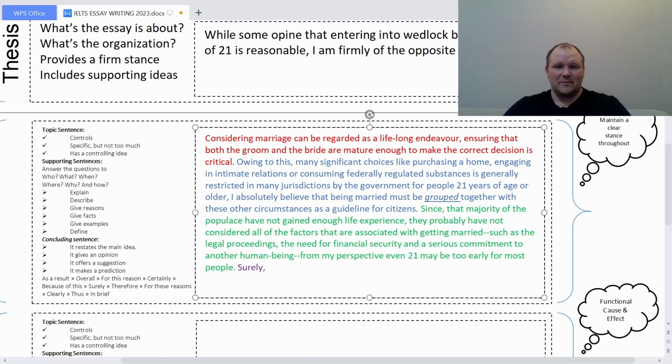I absolutely believe that being married must be... They probably have not considered all the factors, such as, technically these are 3 sentences, but I linked them together with the double dash, such as the legal proceedings.